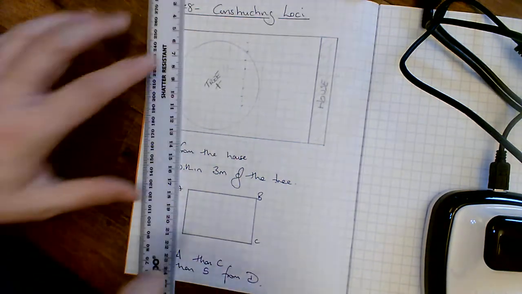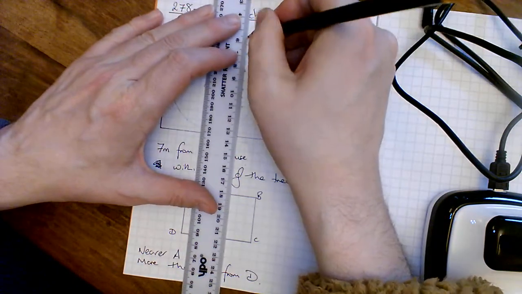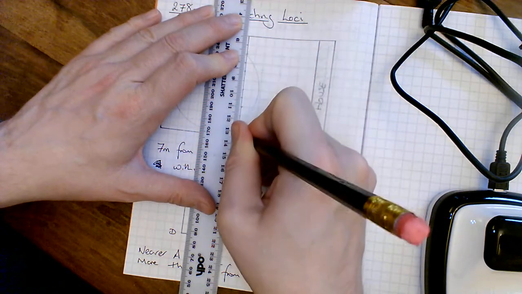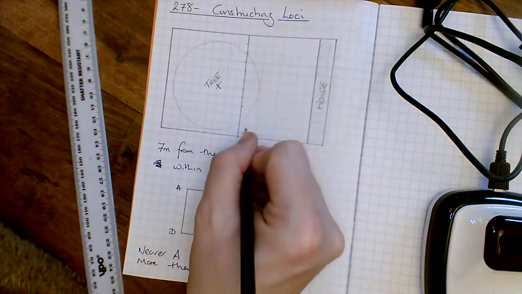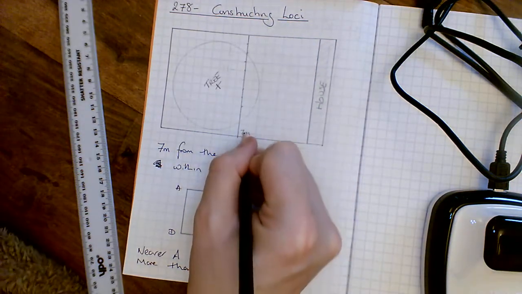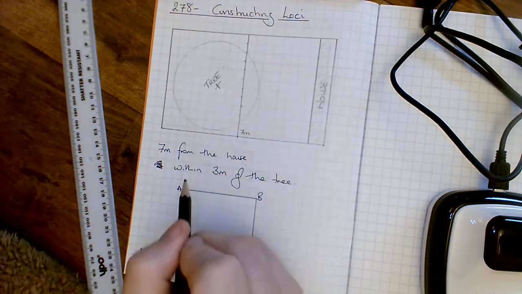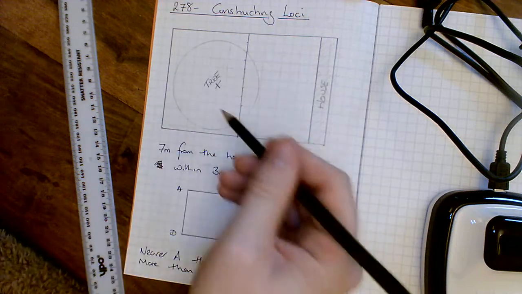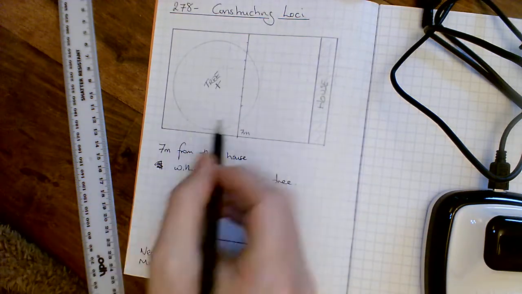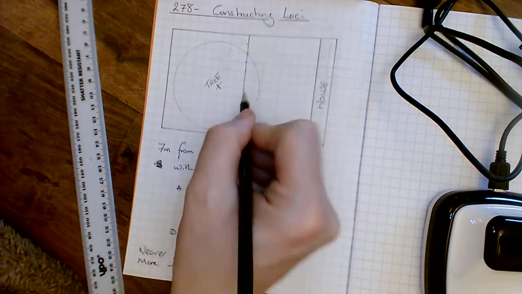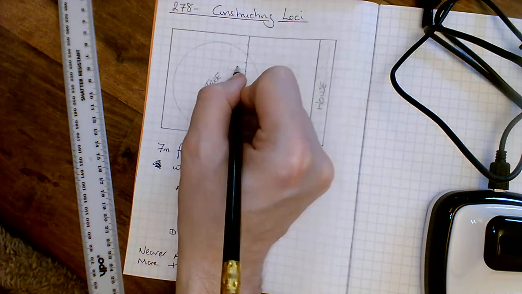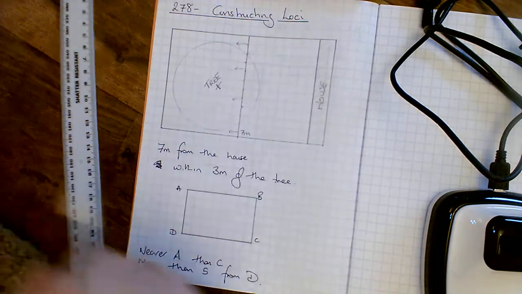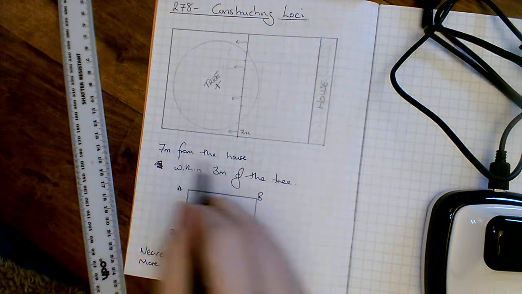So if I draw this line in, what this line represents is me being exactly 7 meters away. But the question said you had to be at least 7 meters, so I could be 8 meters, I could be 9 meters, I could be this side of the line. So it's anything this side of the line at the moment. I'm happy with all of that area. Okay, so that's 7 meters from the house.